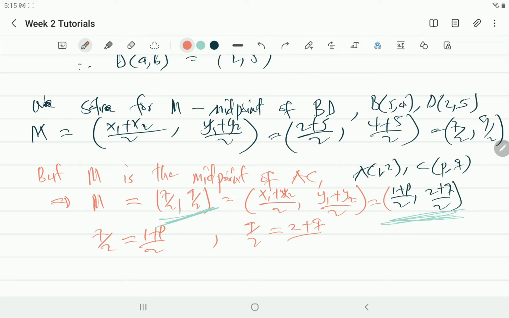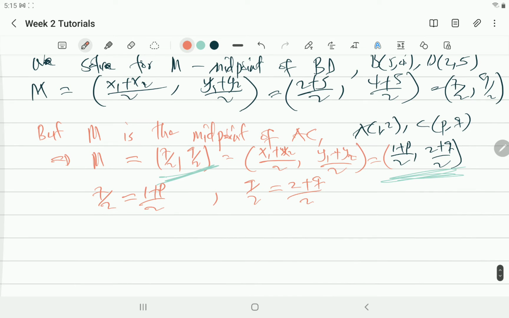So the rest is for me to just calculate. Now the denominators are the same, so we can quickly say 7 is equal to 1 plus p, that means p is equal to 6. And here too, denominators are the same, so we can say that 9 is equal to 2 plus q, and that would mean that q is equal to 7.